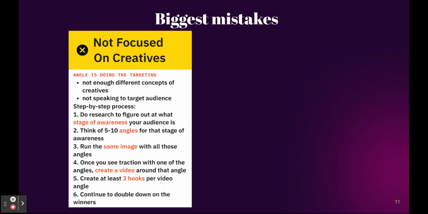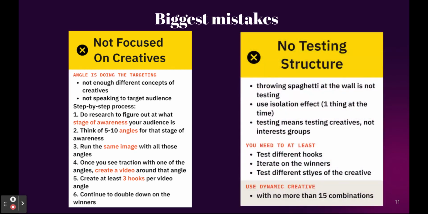Basically, they're not focused on creatives. As I said, they're doing interest targeting. While that is okay to squeeze some additional revenue, you need to be focused on creatives, because the angle is doing the targeting. The next thing, there's no testing structure. People are just launching ads without any isolation, not testing one thing at a time. They're not testing different hooks. They're not iterating on the winners. When they use dynamic creatives, they use, I don't know, 50 combinations. That's too many combinations for Facebook to properly test.